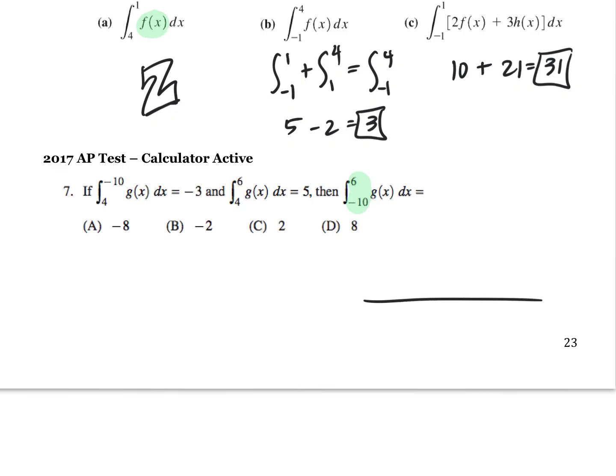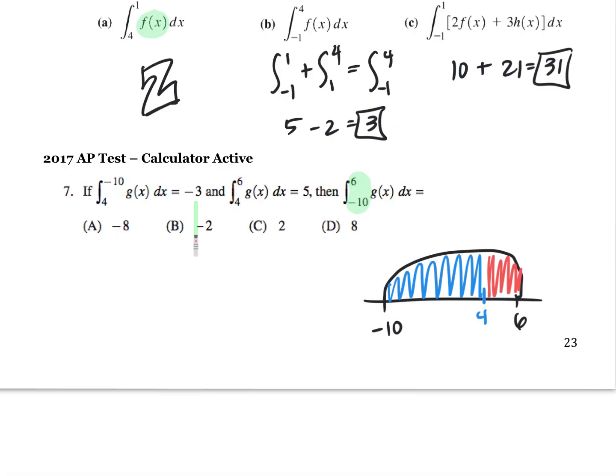And sometimes me as a kid, maybe a visual would help. Negative 10 to 6. To go from negative 10 to 6, could I go from negative 10 to 4? And then could I go from 4 to 6? I got those numbers because of these bounds right here. How could I go from negative 10 to 4? What do we think this blue area would be? Positive 3. Very good. Because they had this backwards. So you're going to say 3. And what about my area from 4 to 6? 5. Final answer?